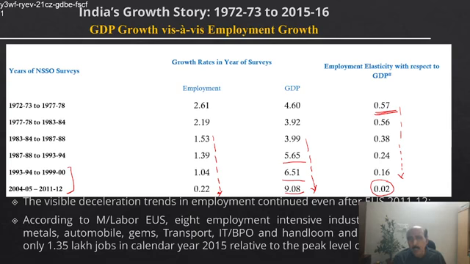It means that even if growth is taking place, it is not generating adequate employment opportunities. And this figure 0.02 is further reduced to 0.01 in 2015-16. And 2015-16 is the survey conducted by Ministry of Labour using the same methodology. It means the employment rate is falling over a period of time. And this is also substantiated by the other reports.